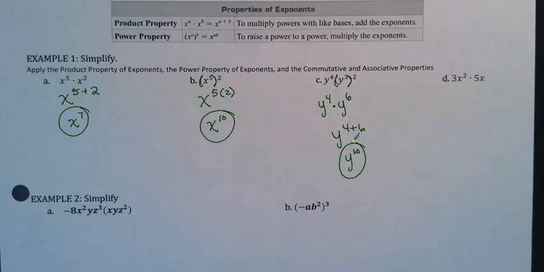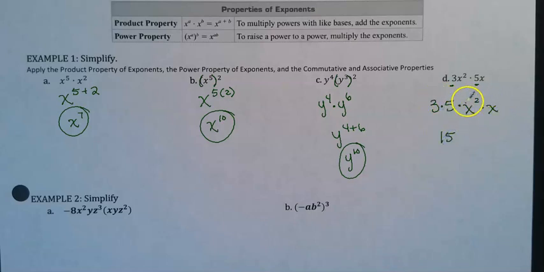Okay, in D, we have 3x squared times 5x. Okay, so the bases, we talked about having to have the same bases so we can do anything. So we're going to have to pull the coefficients out of here, the 3 and the 5, away so we can deal with the bases. So this is going to be 3 times 5, and then we have times x squared times x. Okay, well 3 times 5 we know is 15.